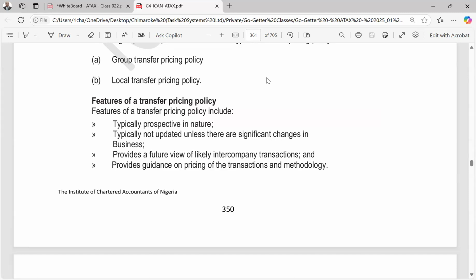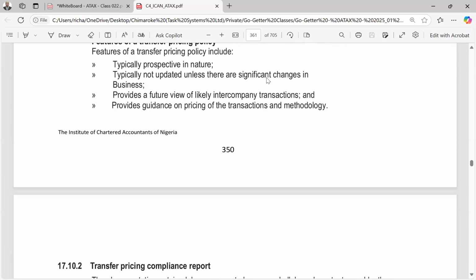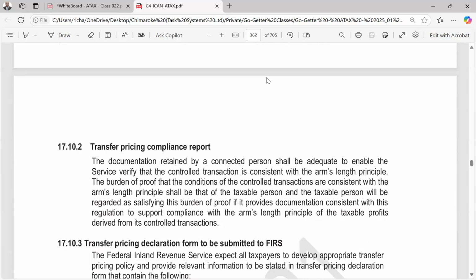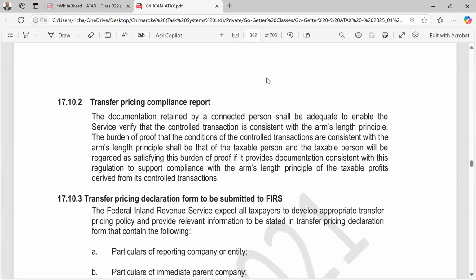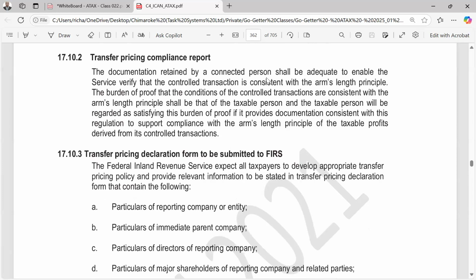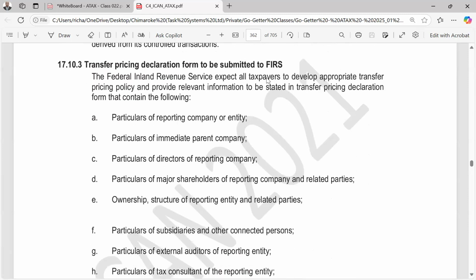And the policy provides guidance on pricing of transactions and methodology. And of course, these days you are expected to have a compliance report, which is submitted to FIRS.